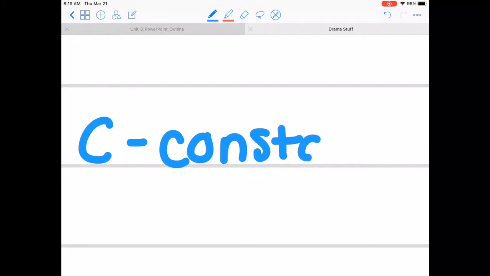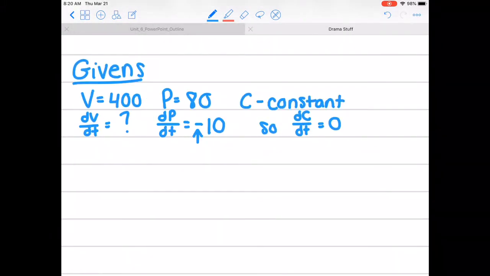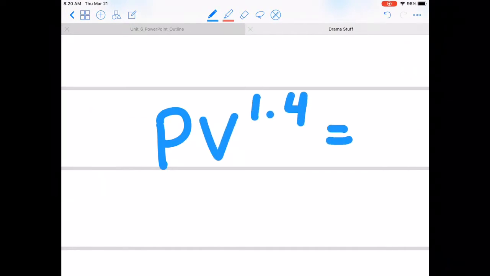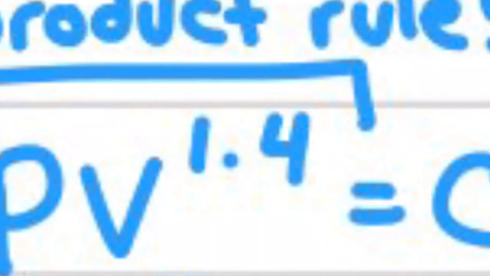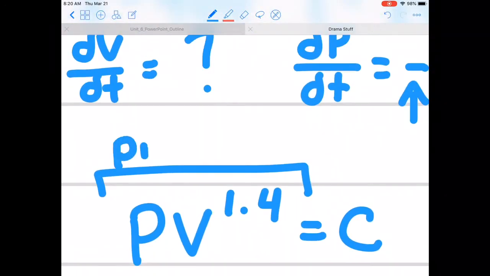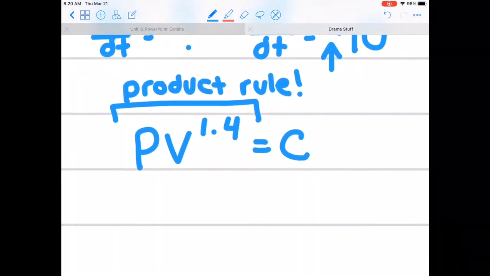C is just a constant, so dC over dt is 0. Now we're going to use the equation given to us, PV to the 1.4 power equals C, and take the derivative of it. Remember to use the product rule for the first half of the equation.